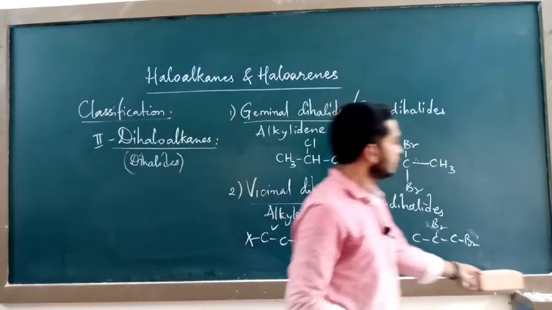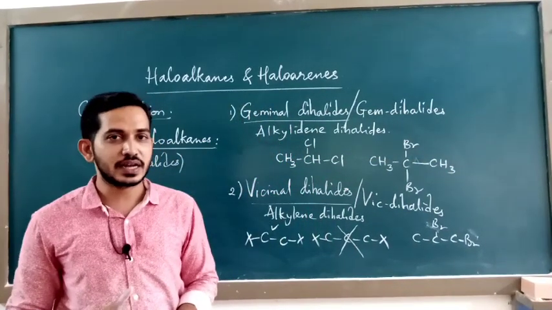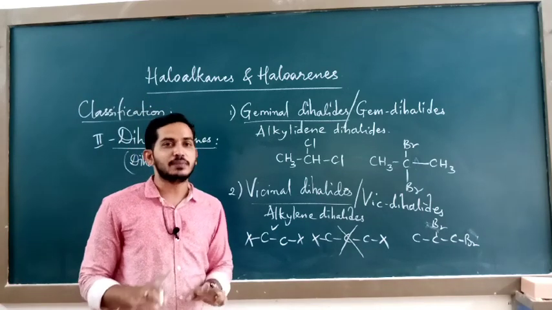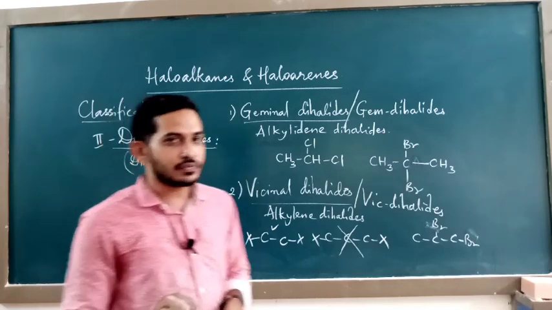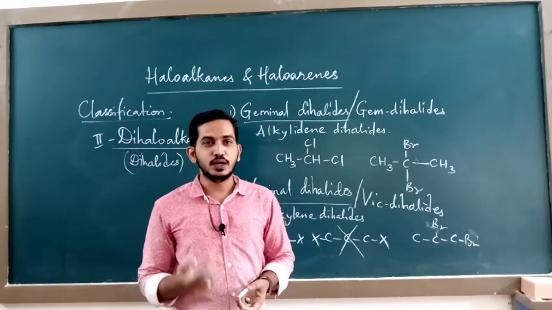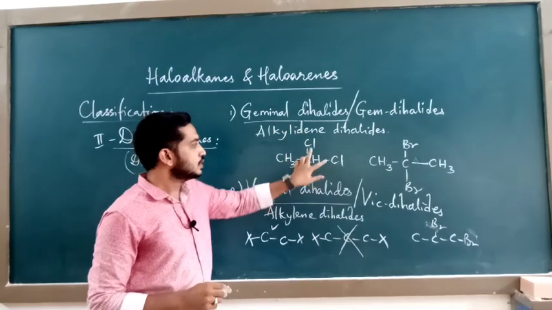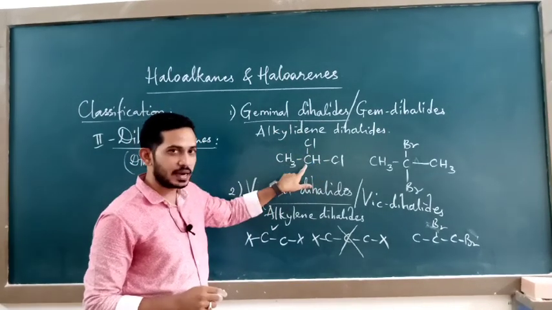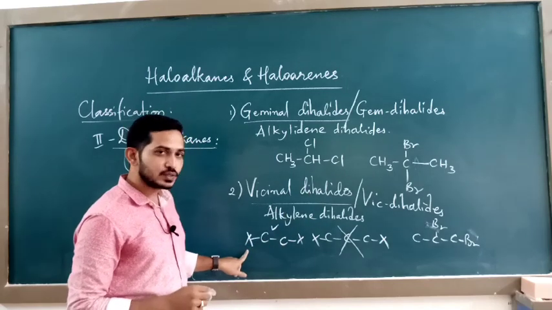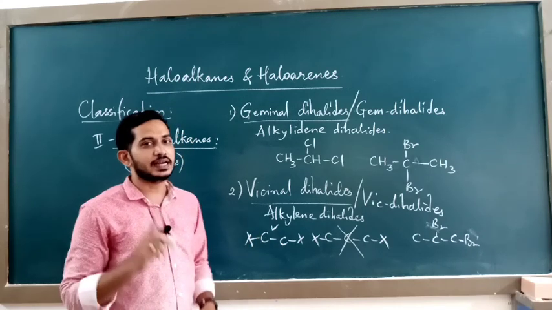A brief revision of dihaloalkanes. Dihaloalkanes are those organic compounds in which two hydrogen atoms of an alkane are replaced by two halogen atoms, preferably same halogen atoms. Based on the nature of carbon atom to which halogen is attached, dihaloalkanes are classified into two types, geminal and vicinal. Geminal dihalides are those in which two same halogen atoms are attached to single carbon atom or same carbon atom. Vicinal dihalides are those in which two same halogen atoms are attached to adjacent or neighboring carbon atoms and not different carbon atoms.